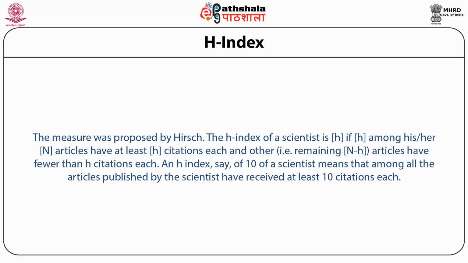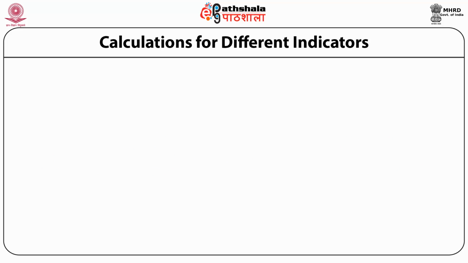An H index, say of 10, of a scientist means that among all the articles published by the scientist, 10 have received at least 10 citations each. Calculations for different indicators.